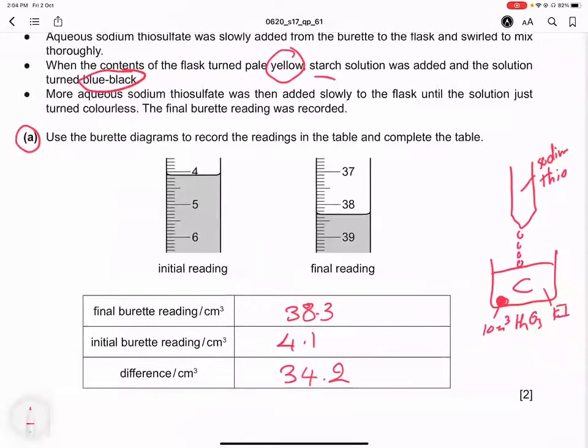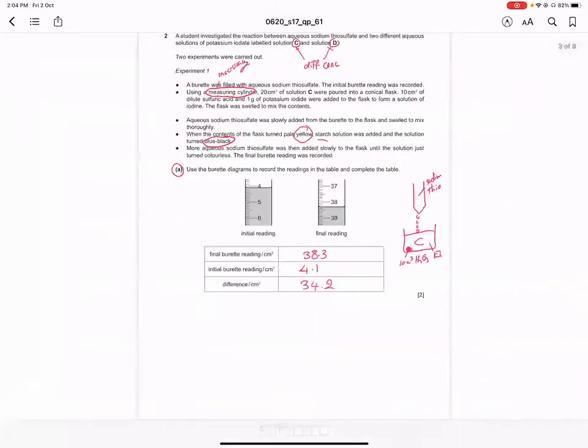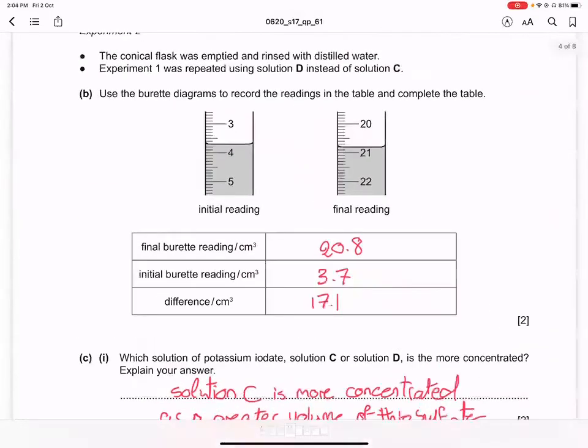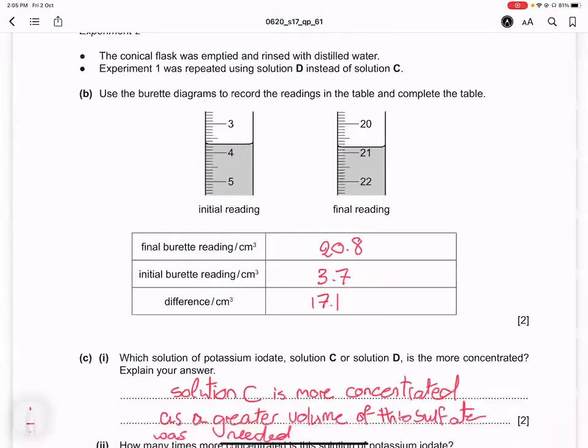Take care, you must always take your readings to 1 decimal place if you're dealing with a burette. Experiment 2, the conical flask was emptied and rinsed with distilled water, and then he repeated the experiment 1 using solution D instead of C, which means he used a different solution with a different concentration. The final burette reading 20.8, 3.7, and the difference 17.1.